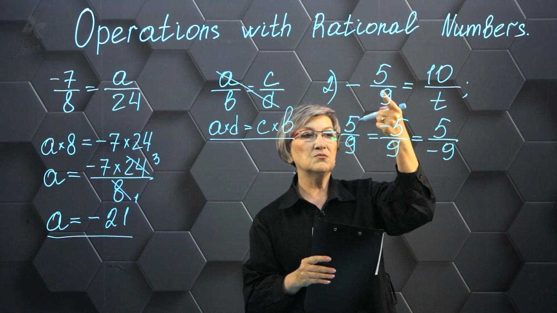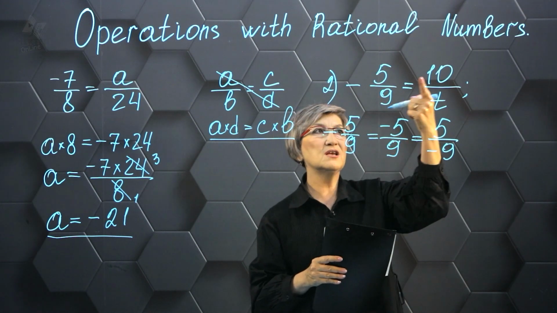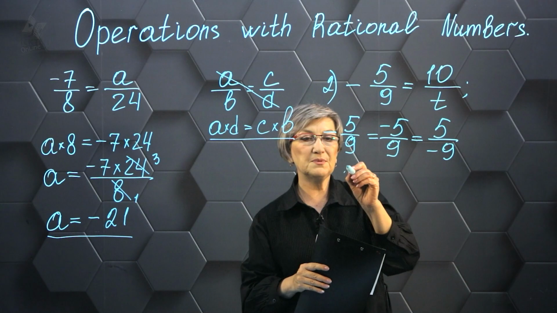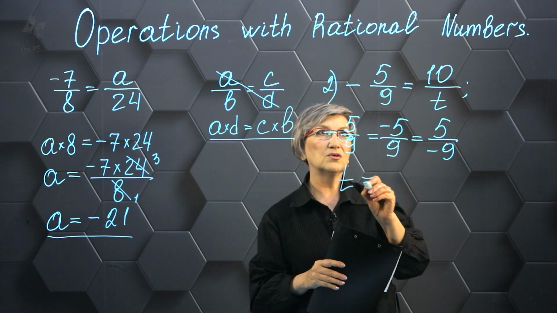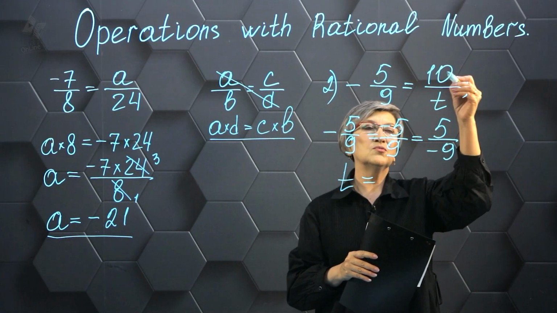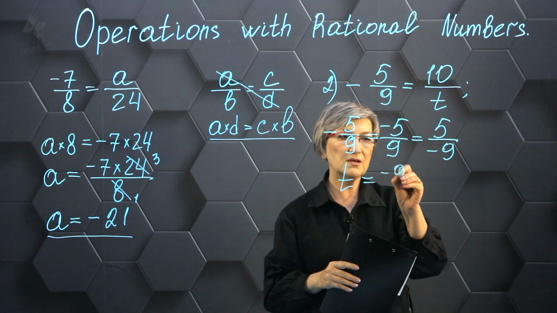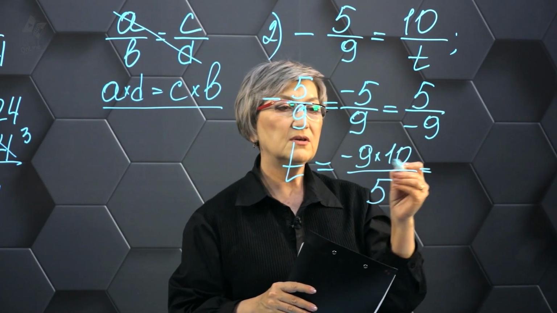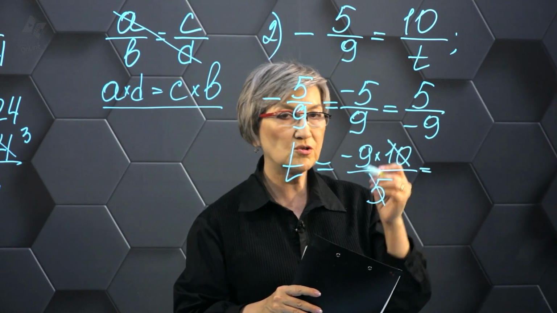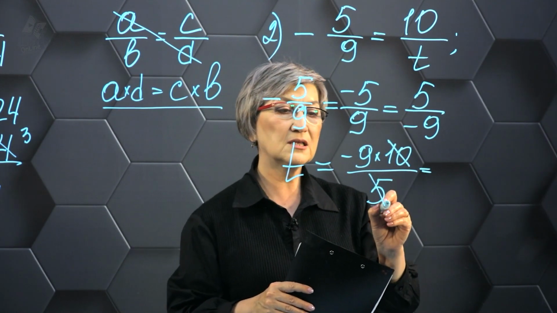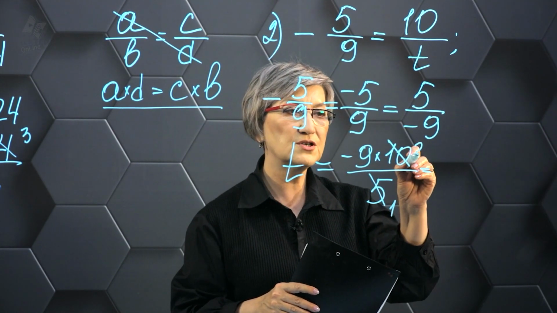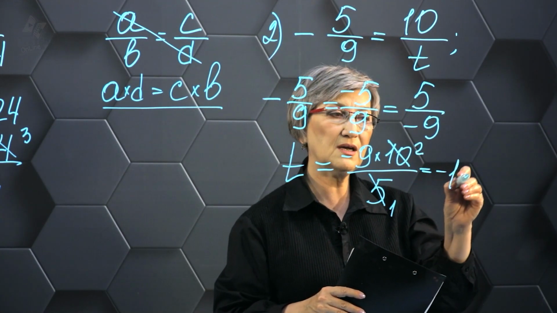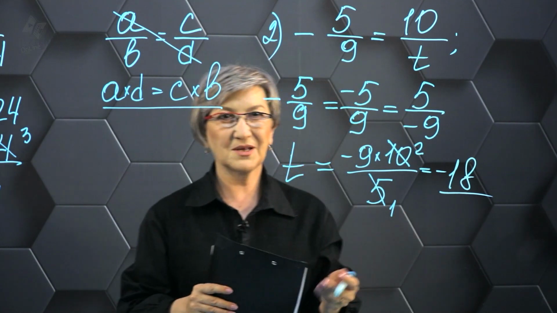I find it convenient to write this minus in the denominator. Why? Because I can multiply minus 9 by 10 and then divide by the number 5. So I'll write it down. t equals minus 9 times 10 divided by 5. In this case, I can divide the number 5 and the number 10 by 5 and then I get 1, and I get 2 in the numerator. And then t would equal minus 9 times 2. That's the number minus 18.